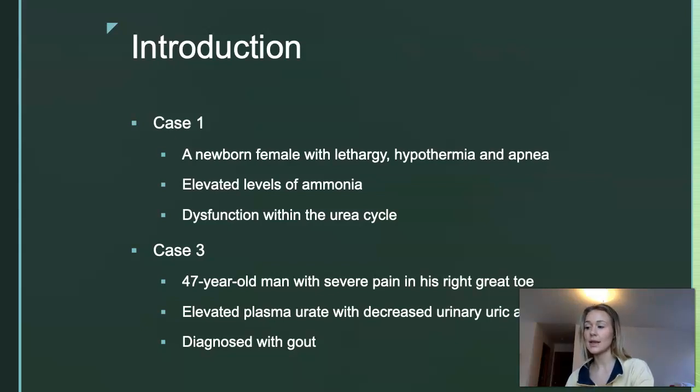Our second case study, in case study 3, is where we encounter a 47-year-old male patient who comes into the clinic complaining of pain in his right toe. Based off of labs that are collected and his clinical presentation, a diagnosis of gout is made.